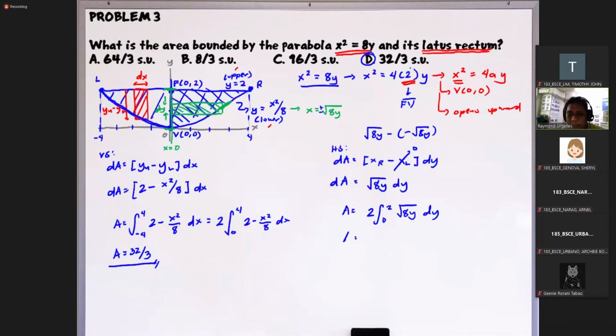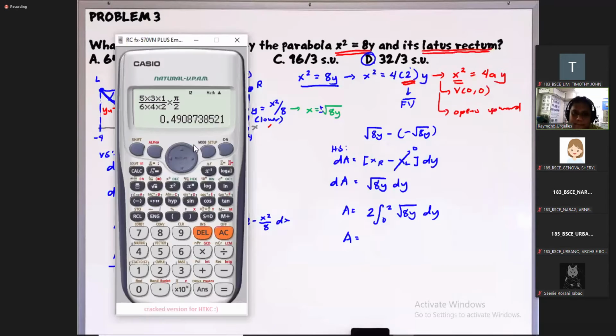So if we try to solve for this area, we have 2 integral of square root of 8y. Palitan nyo lang yung y ng x kasi x lang yung nasa calculator. So this will be given by, medyo mabagal. This is square root of 8y. Gawin lang natin tong x, kasi yan lang yung available sa calculator. This is from 0 to 2, naka-multiply sa 2.